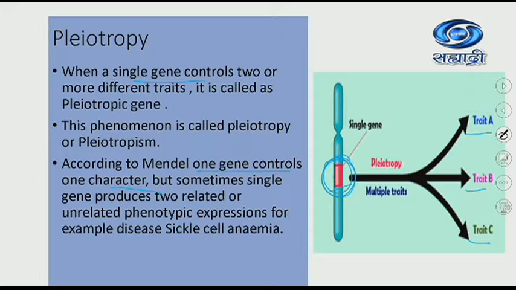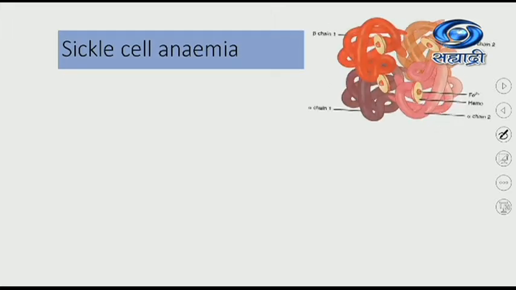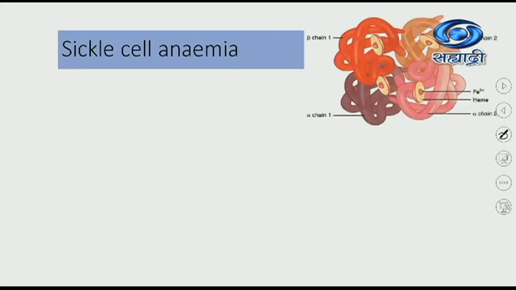For example, sickle cell anemia. It is a disease condition. Let us discuss how sickle cell anemia shows pleiotropy. Before going into detail, let us understand the structure of hemoglobin. This is hemoglobin, which is found in your RBCs. It is made up of 4 chains, 2 alpha chains, 2 beta chains, which are protein chains, globin chains, and to it is attached the heme, the iron part.